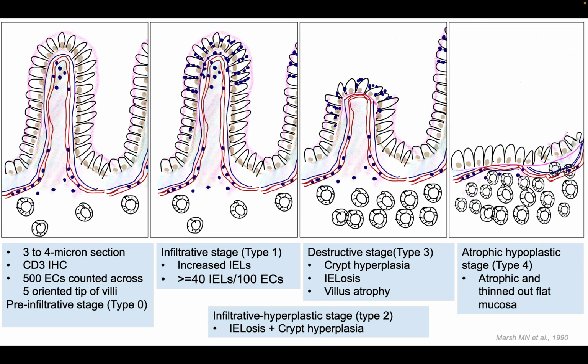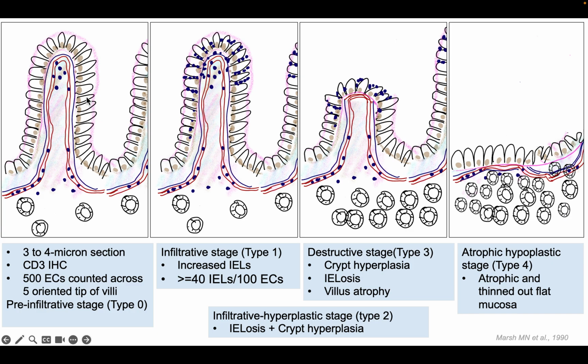Now the histopathological findings. You can see this is my handmade diagram, and the biopsy should be cut at 3 to 4 microns. You can do CD3 immunohistochemistry to count intraepithelial lymphocytes. When counting, you must remember that 500 enterocytes are counted across 5 well-oriented villi. This is the villi, and you have to count intraepithelial lymphocytes here only. So Marsh gave 5 stages.